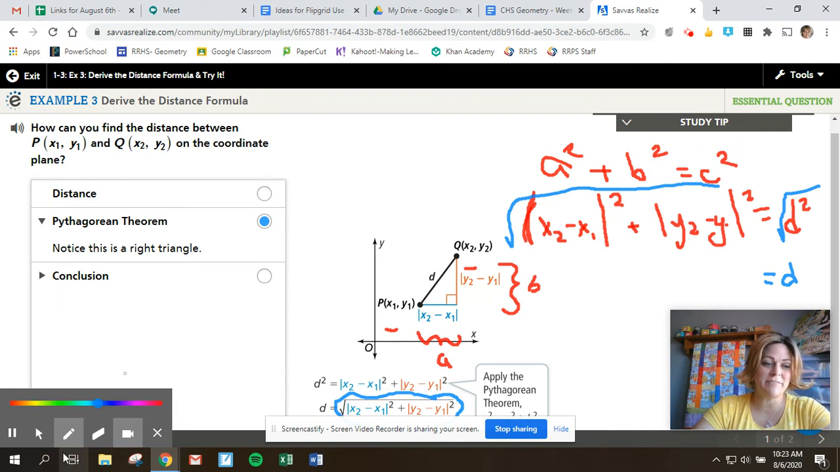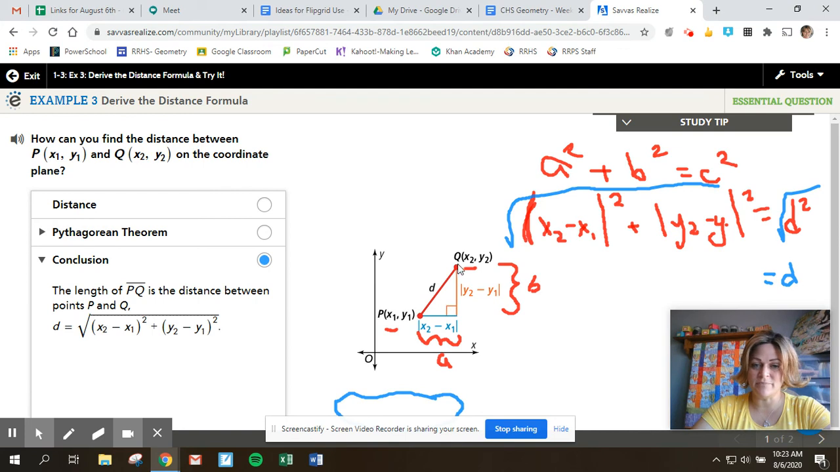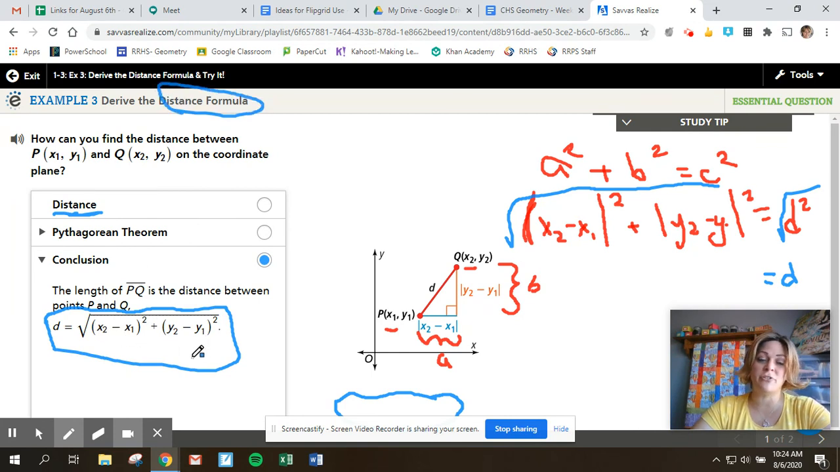So here's the conclusion. It says, conclusion, the length of PQ, so from point P to point Q, is the distance between points P and Q, and this is the formula. So if you do not have this written down somewhere, you are definitely going to want to write the distance formula, and you might even want to write distance or distance formula near that, because you're going to need this again in geometry and in algebra 2.